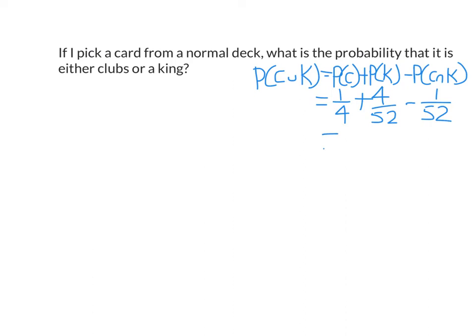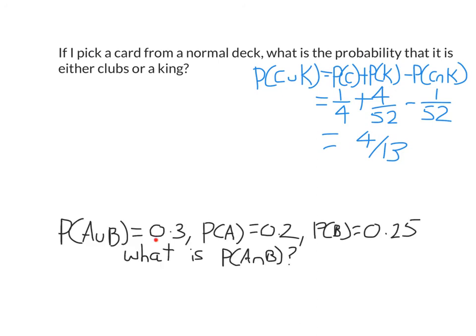So putting all that in your calculator, you get 16 over 52 or 4 over 13. And that's my final answer. So once again, I need to subtract the probability of both because it's been double counted. I would have counted the king of clubs in this slot here, but also in this slot here, and that's why I needed to subtract it.